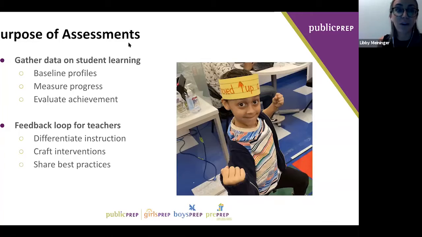testing. So we have 2 big purposes for our assessments. The first is to gather data on student learning and provide a feedback loop for teachers.